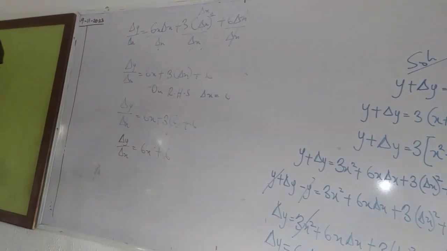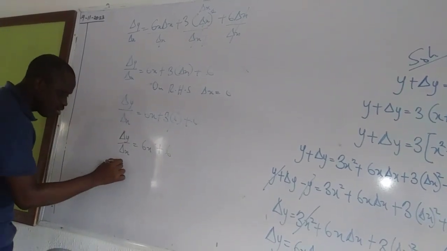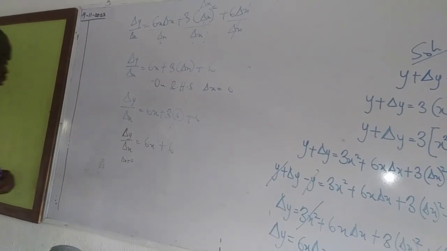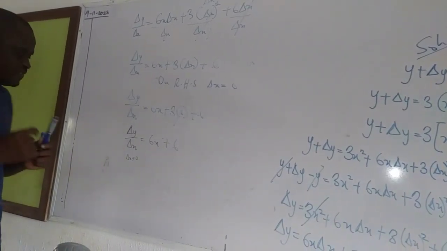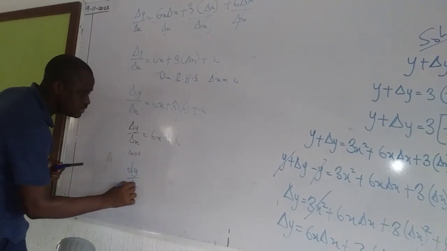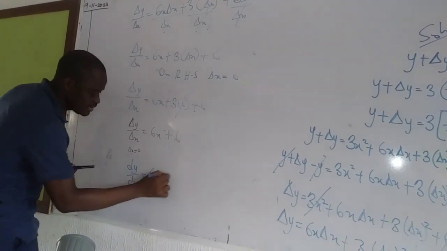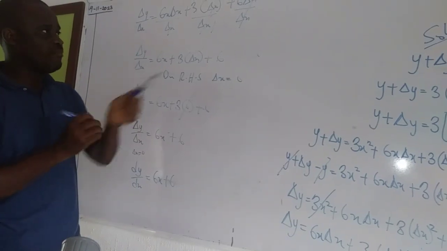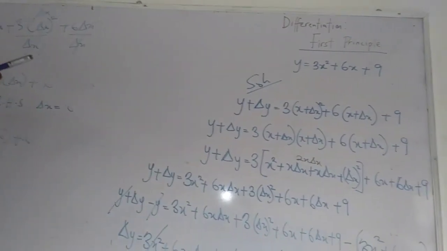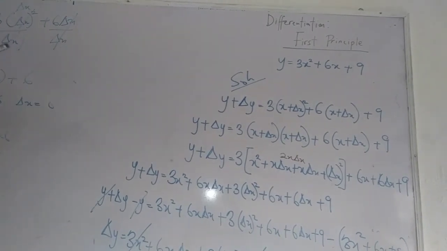Now, this is what people do. They will say a limit of delta x, when limit tends towards 0, or due to a small infinitesimal change, dy dx is what? 6x plus 6. If you confirm that question above, you see that if you use polynomial rule to solve that, that will be dy dx equals to what? 6x plus 6.